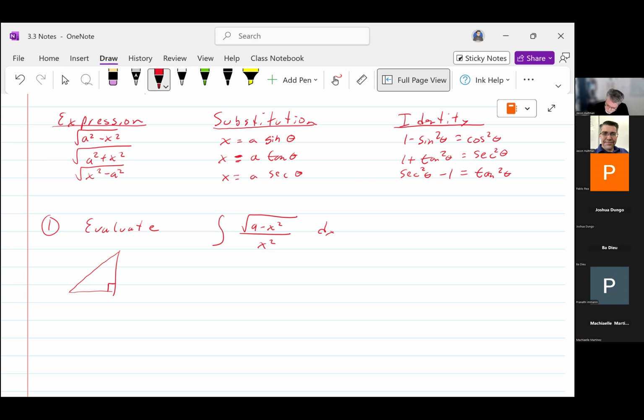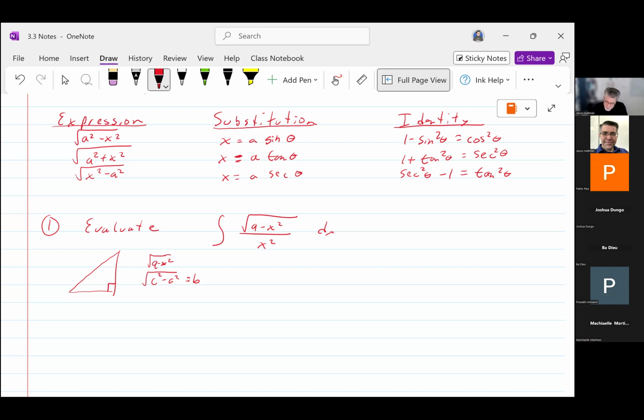So if we look at this expression, the square root of 9 minus x squared, that reminds me of the square root of c squared minus a squared equals b. If I were to solve the Pythagorean theorem for a side, then I would get that type of expression using my right triangle.